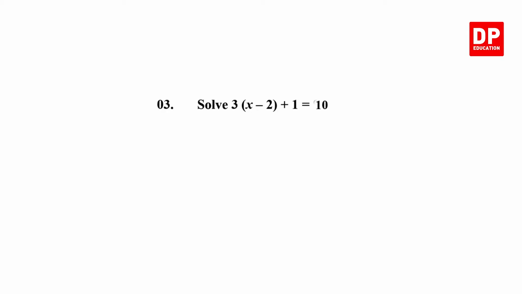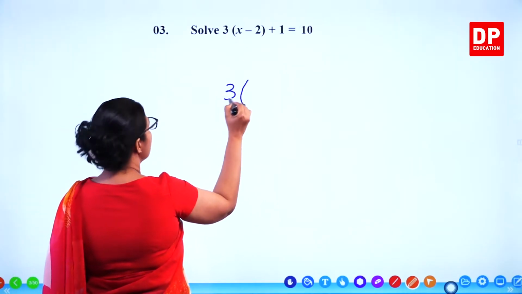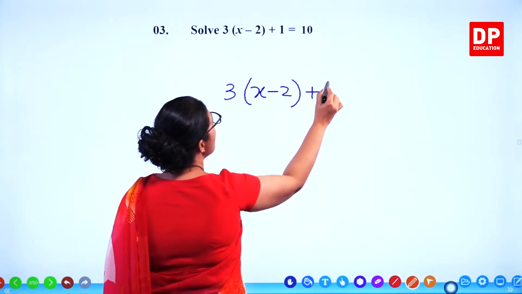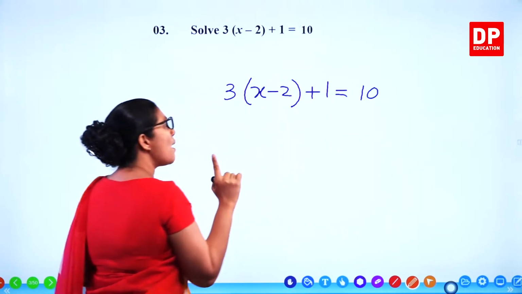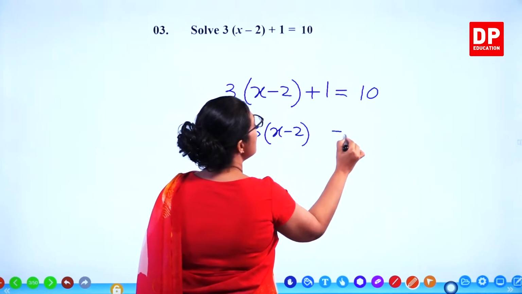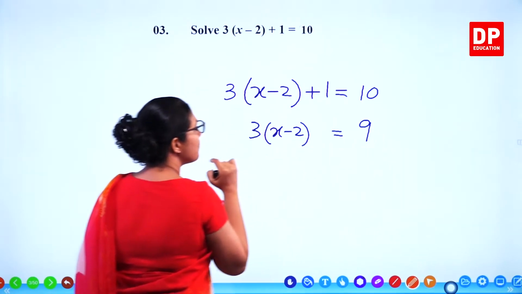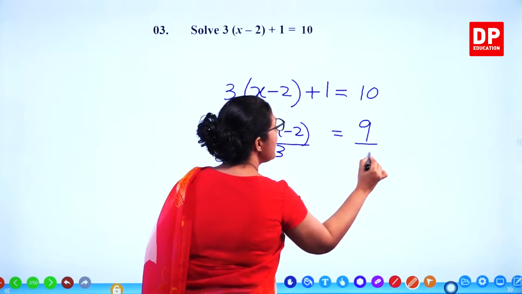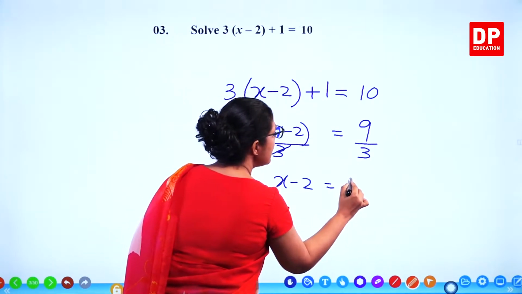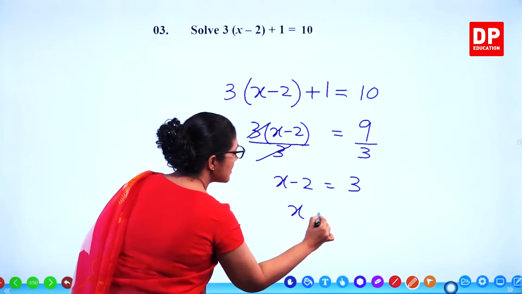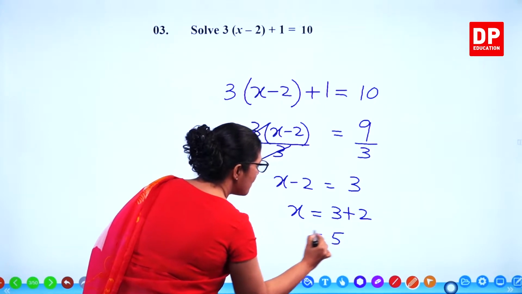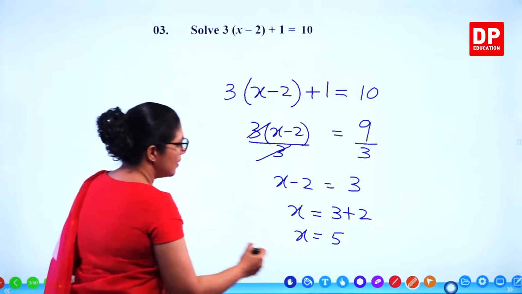Question number 3, solve. 3 into x minus 2 plus 1 equals 10. What's the first step? You can take 1 to the other side. 3 into x minus 2 equals 10 minus 1, that's 9. We'll divide both sides by 3. X minus 2 is equal to 9 divided by 3, which is 3. So what is x? Minus 2 becomes plus 2. 3 plus 2, that's 5. X equals 5. So 2 marks for that.